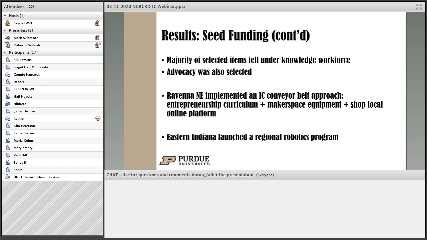Eastern Indiana, it's totally under knowledge workforce. They said, we've been trying to get a regional robotics program off the ground. And because that was one of the recommendations based on the checklist they completed, they said, we're going to launch a regional robotics program. So that's the gist of what each of these communities did when they received funding to do this.